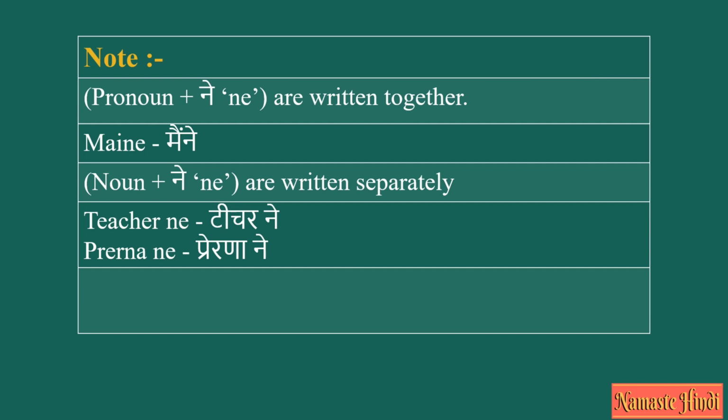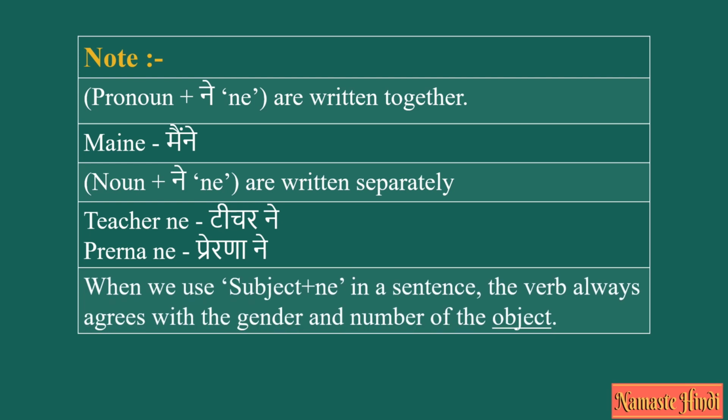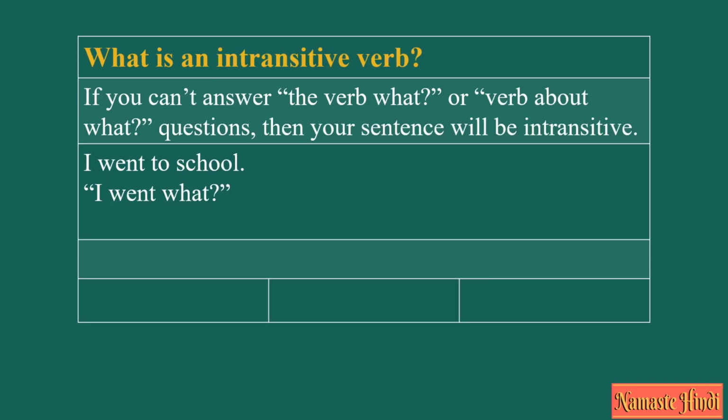Note: pronoun plus ne are written together. For example, मैंने. Noun plus ne are written separately. For example, teacher ne, Prerna ne. Remember, when we use subject plus ne in a sentence, the verb always agrees with the gender and number of the object. What is an intransitive verb?